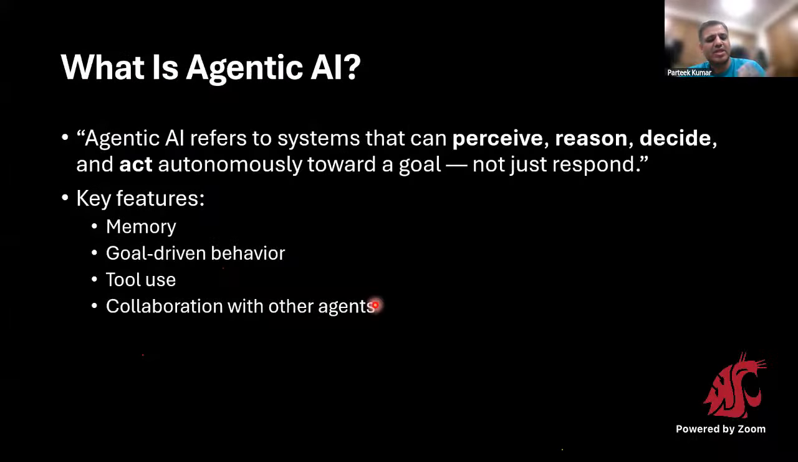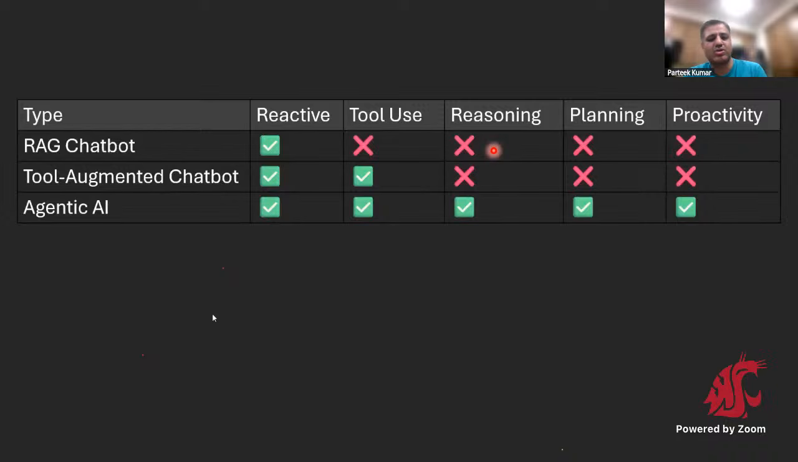Let me recall what we discussed so far. These systems will have these four major features, and through this we are building a system which can perceive, reason, decide, and act autonomously. Let's see the comparison to comprehend everything in one go. A RAG-based system is just a reactive system which can only react to the prompt, but there is no access to tools, no reasoning, no planning, no proactivity.